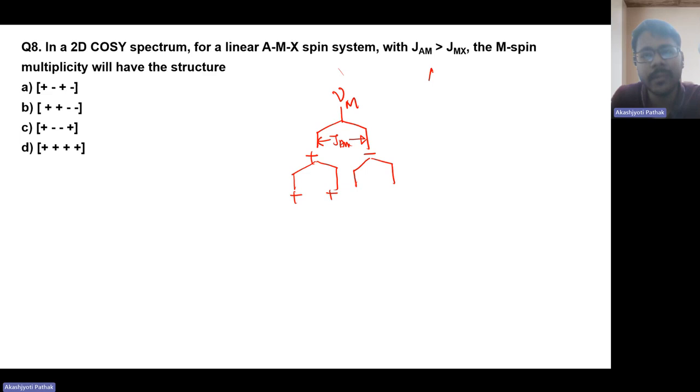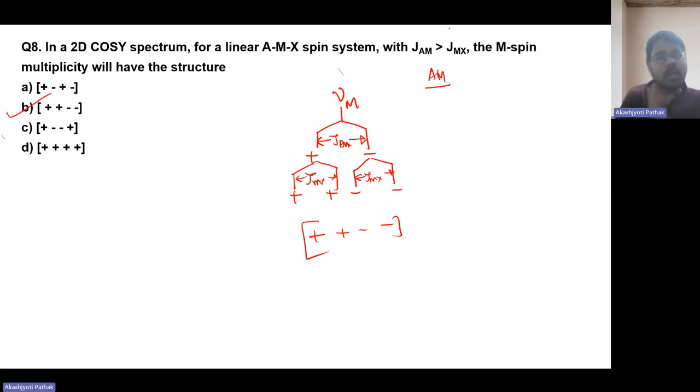So if you are considering the AM cross peak, then there is active coupling between A and M, and all other spins to which it is coupled are passive. Since JAM is greater than JMX, this will be the pattern, right? There will be no overlapping of this peak into this peak. So this is JMX. What pattern do you get for the M spin multiplicity? You get plus plus minus minus. So the correct answer for this option is option number B.